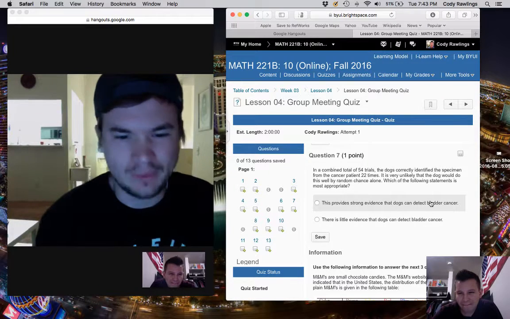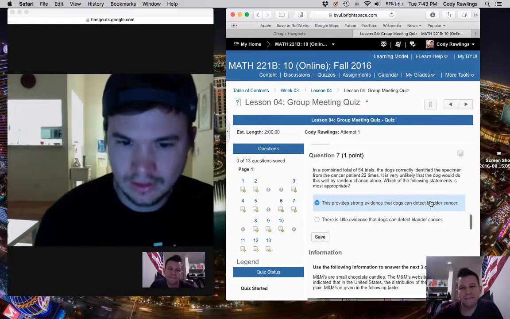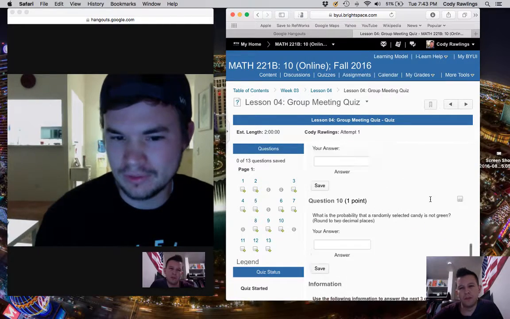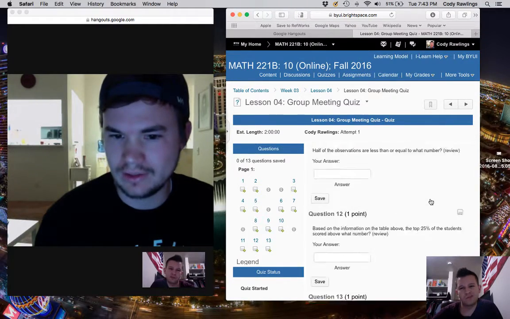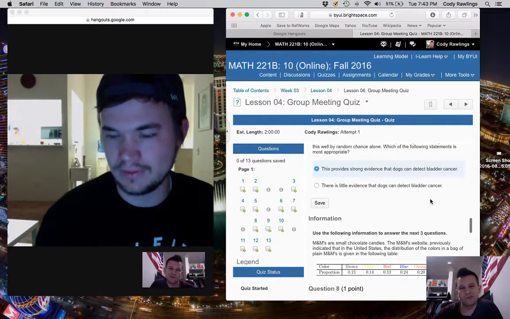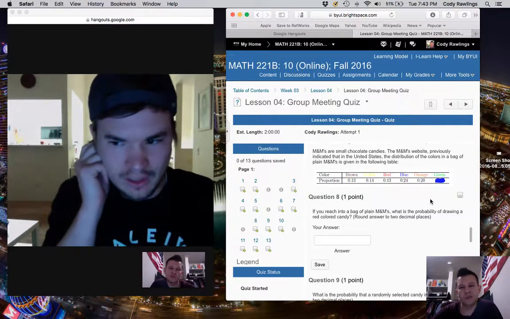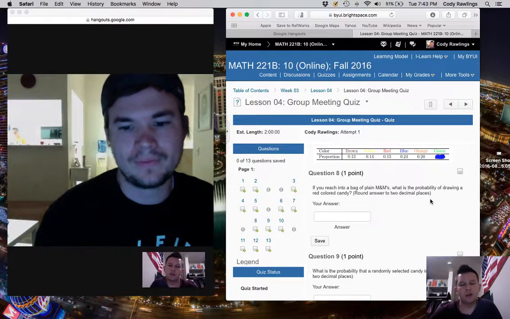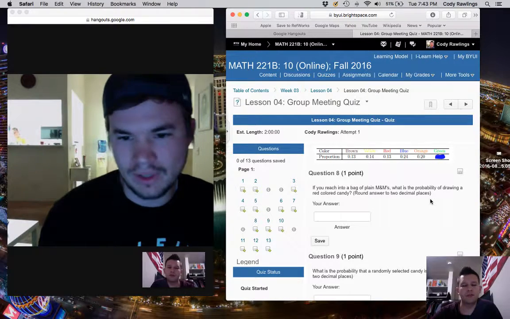So with this, I just put this provides strong evidence, because the probability is 0.14, whereas I just divided the 54 and the 22, so they detected it about 41% of the time. It's a lot more than by random chance.